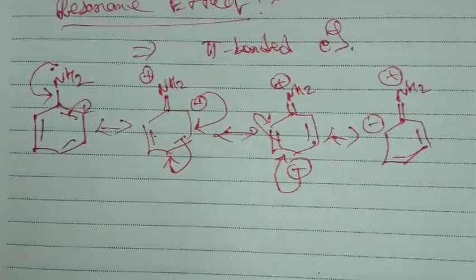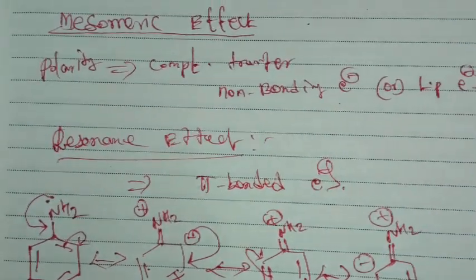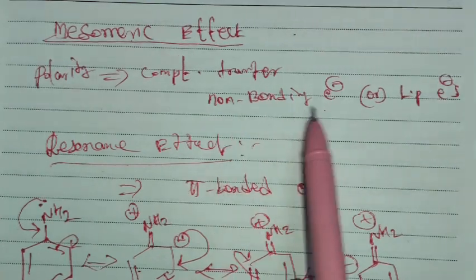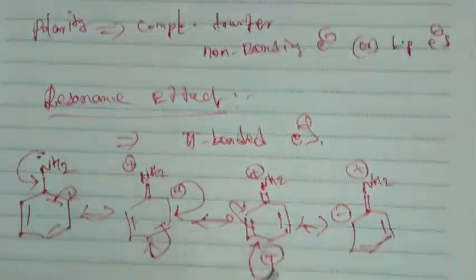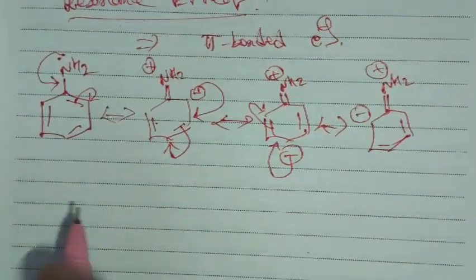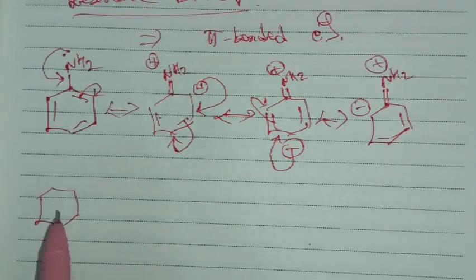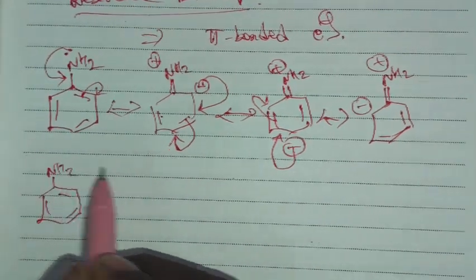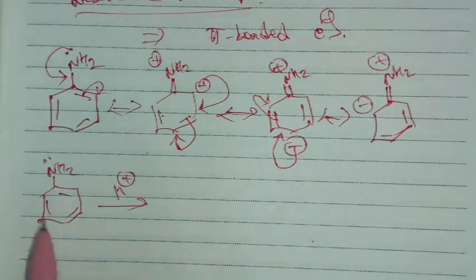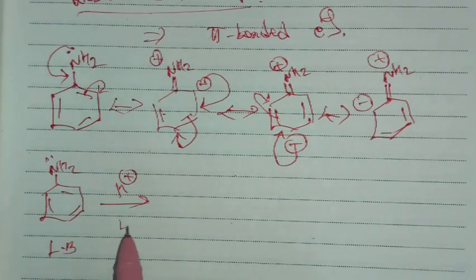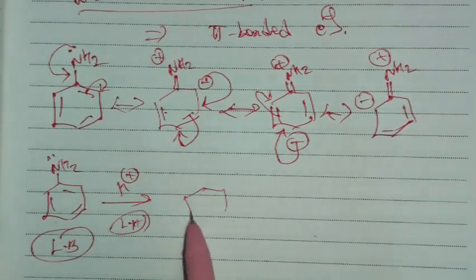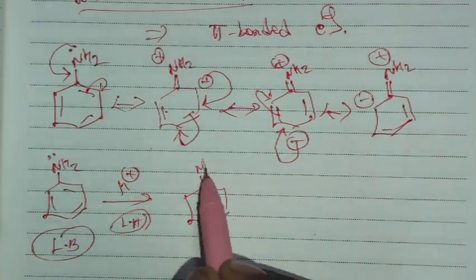So we already said that polarity developed by the complete transfer of a non-bonding electron is nothing but the mesomeric effect. Now, if you take this aniline in an acid medium, it will form the anilinium ion. The NH2 in the presence of acid medium is a Lewis base, and this hydrogen is a Lewis acid, so between these two we get the anilinium ion.